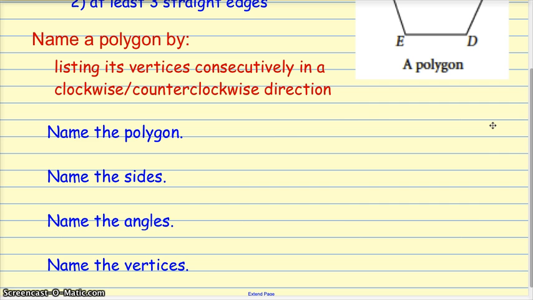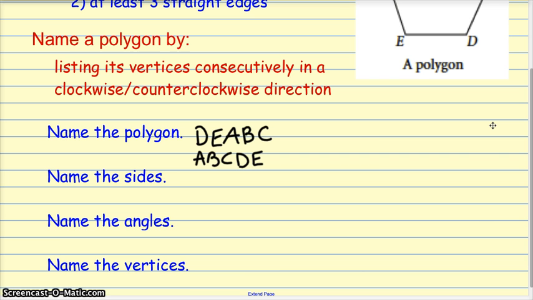So I could call this polygon D, E, A, B, C. I could start in a different spot. I could start at A, B, C, D, E, as long as all of the vertices are listed. You do not need a triangle or any sort of symbol in the front.